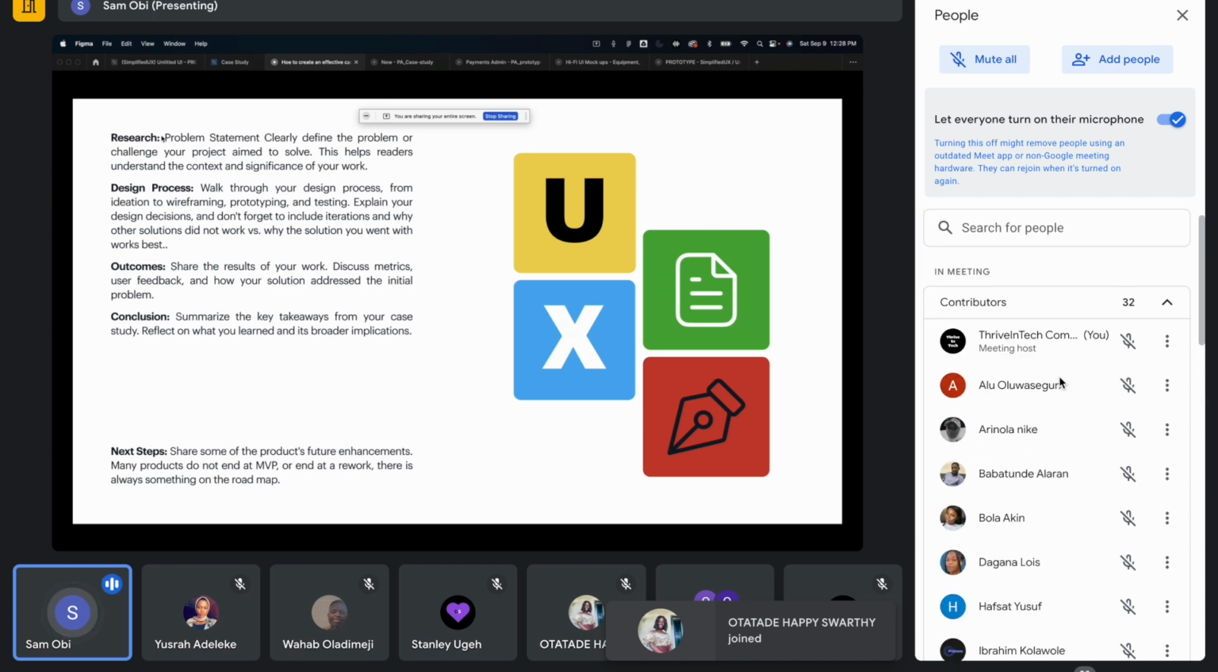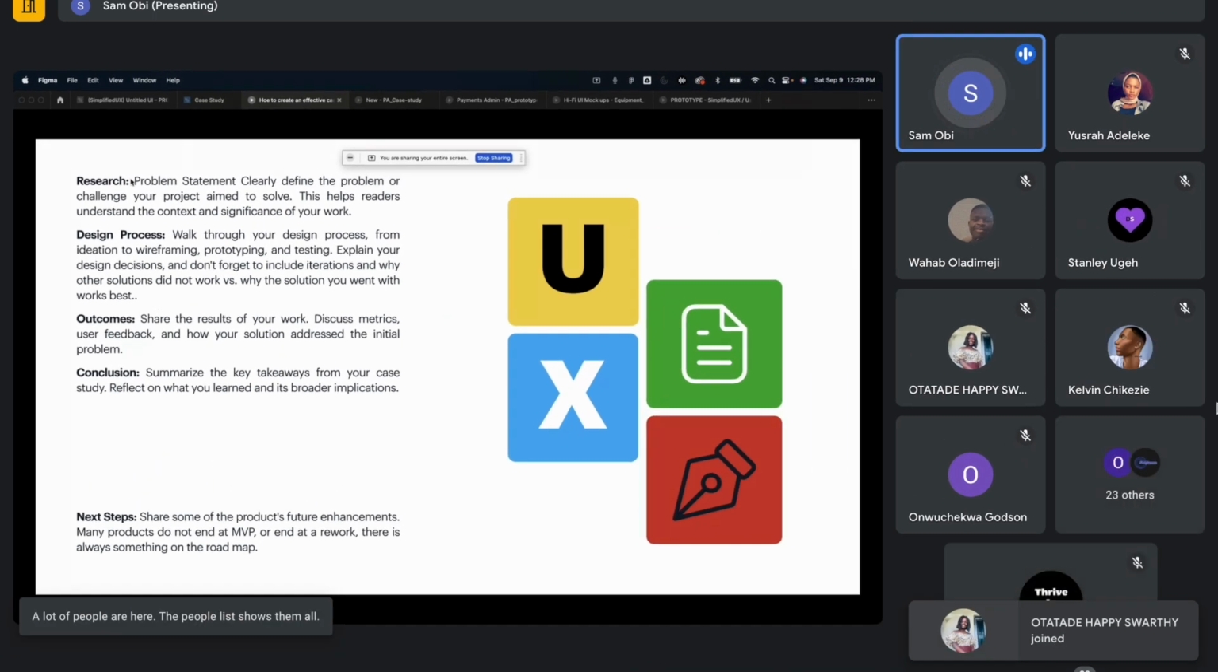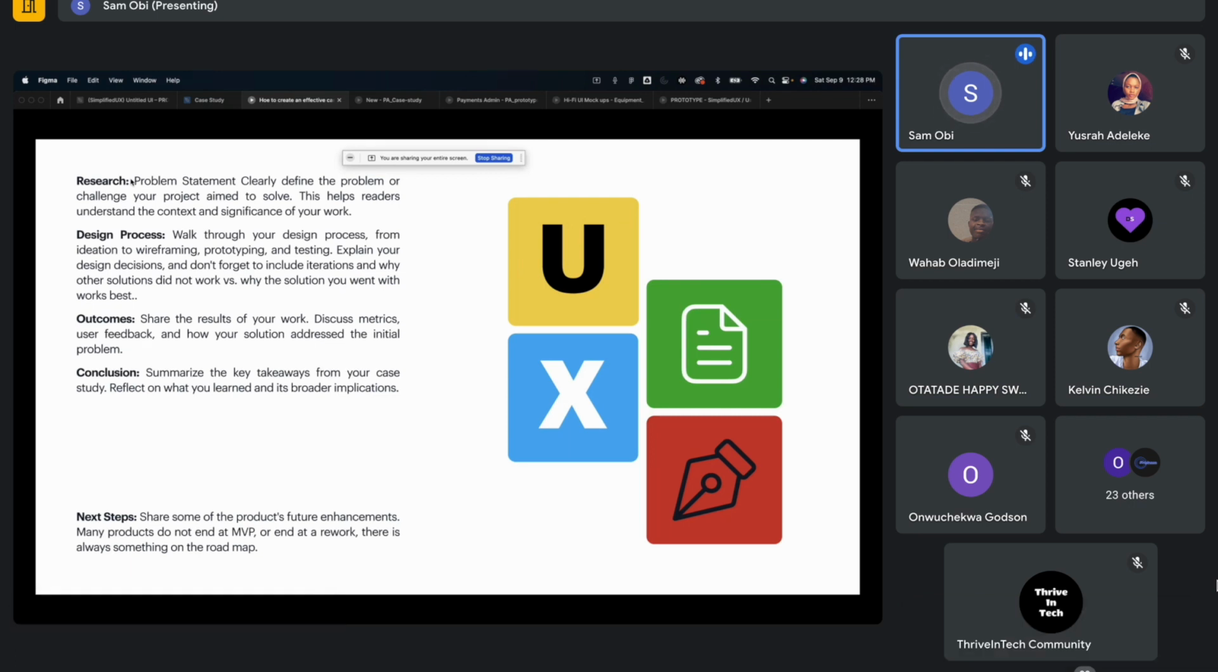That's where this testing comes in. That's where usability testing comes in. That's where your discovery research comes in, because you're understanding the people who will actually use the product and then design for them. And then we'll talk about outcomes. You share the results of your work, discuss metrics, user feedback, and how your solution addressed the initial problem. And then we'll jump into conclusion, where you summarize the key takeaways from your case study, reflect on what you learned, and its broader implication.